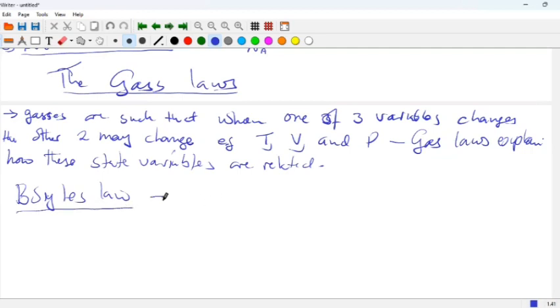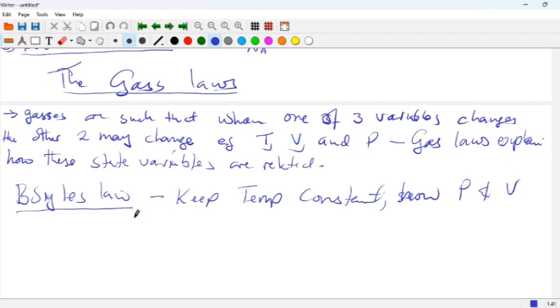What Boyle did was to keep temperature constant and allow the volume and the pressure to change so that he could find out how pressure and volume are related. You carry out the same experiment under the same temperature conditions. You ensure the temperature is not changing and you change the pressure to see how the volume is going to change.